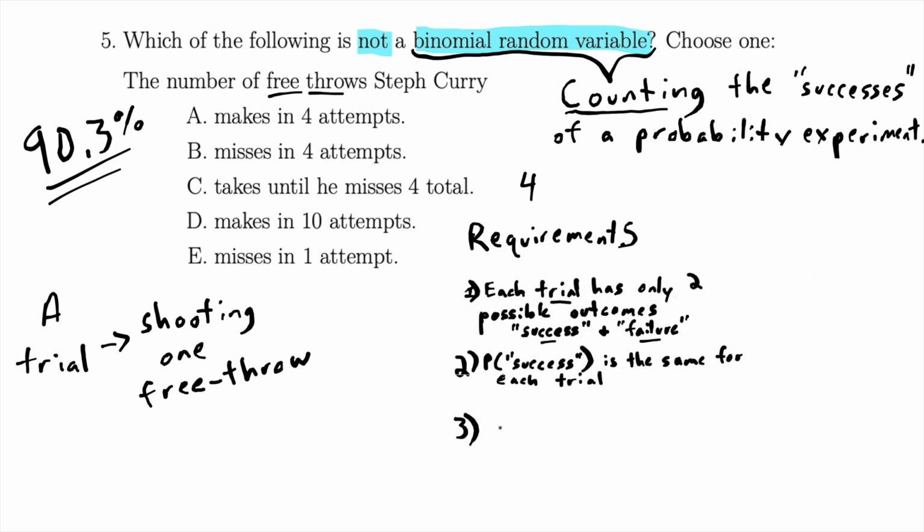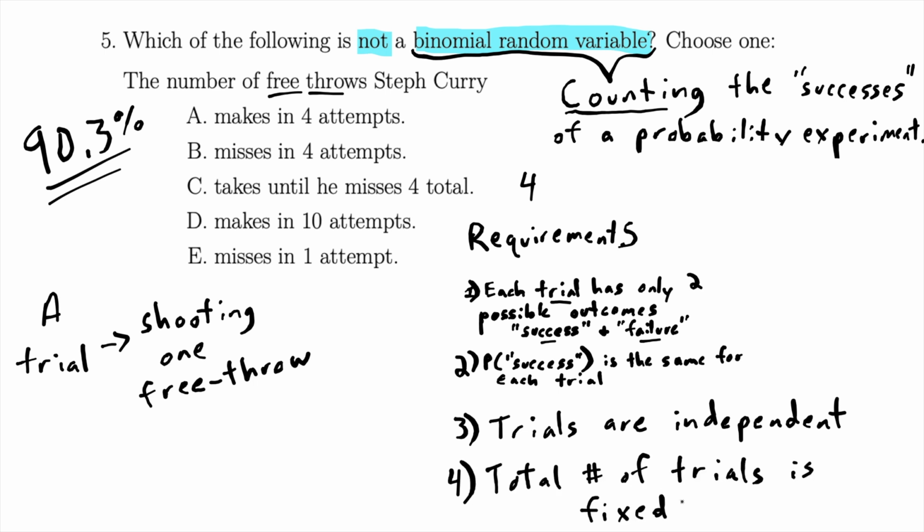The third requirement is that the trials are independent. Because we're not sports scientists, we approach this idea basically assuming that each time he makes a shot, they were independent. We did that earlier. It's a little bit circular, but if you assume that his shots are independent, then that's okay. But the fourth one is that the total number of trials is always fixed. It's constant. It's always the same.